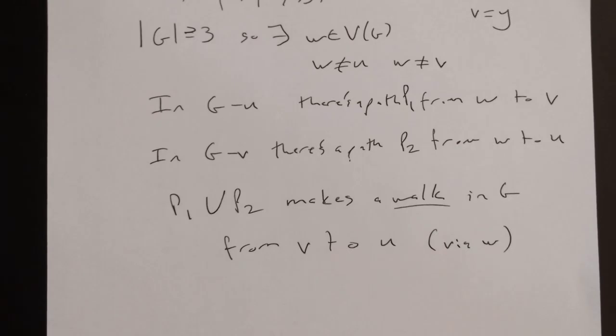It goes from V to U, but it goes through W. So I first say, I'm going to go over to W, and then I'm going to go from there to U. I'll have to take P1 backwards, right? Because P1 is written going from W to V. So I want to go from V to W. Let's say backwards on P1.